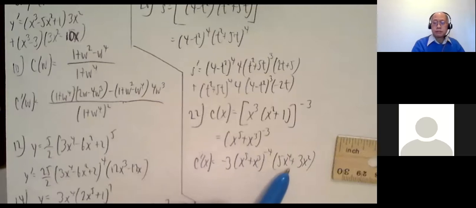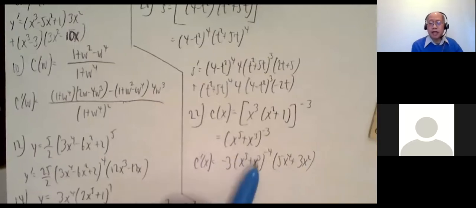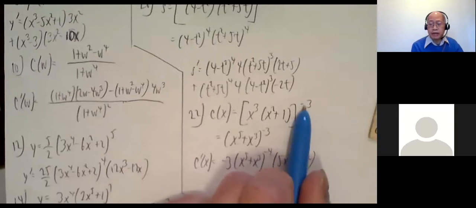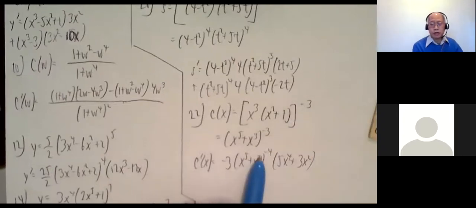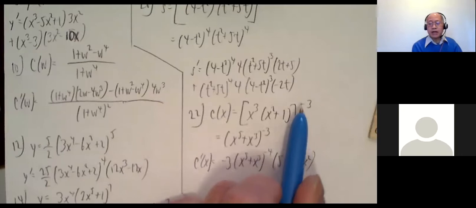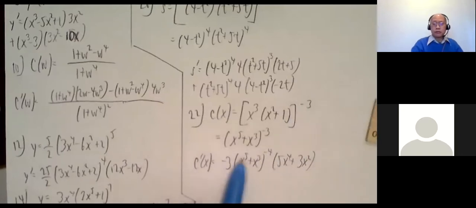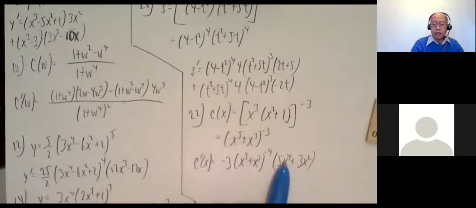5x to the 4th plus 3x squared. That's it. And again, is it acceptable to stop right here? Yes, the original problem had a negative exponent. I can leave it with a negative exponent. But if the original did not have a negative exponent, then all I would do is bring this downstairs, right? So the negative 3 would stay upstairs, and then divided by blah, blah, blah to the positive 4th power.